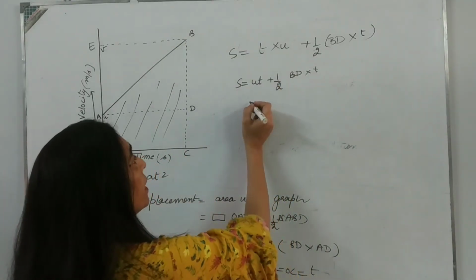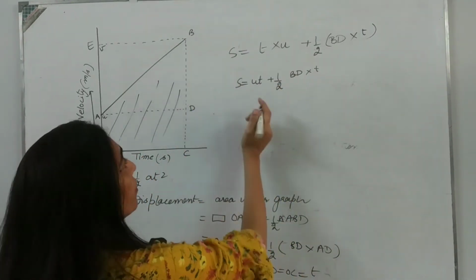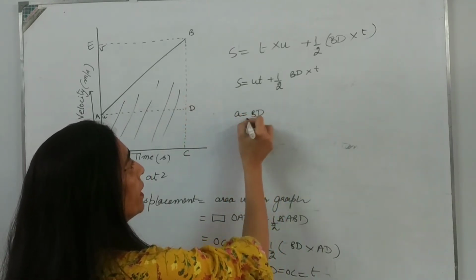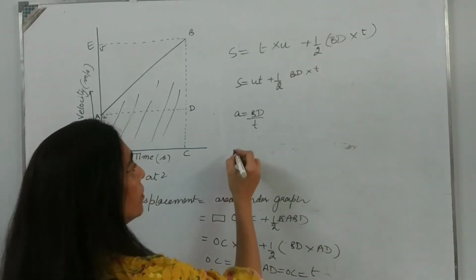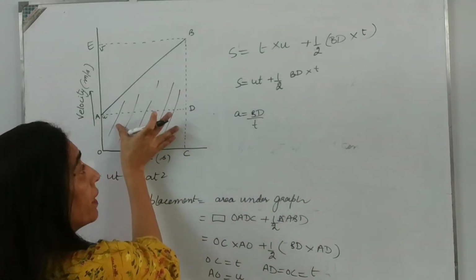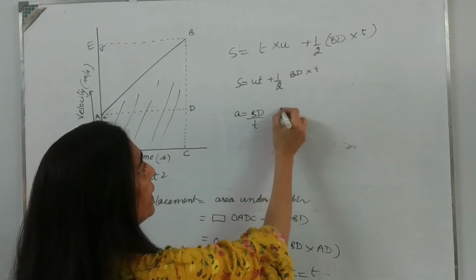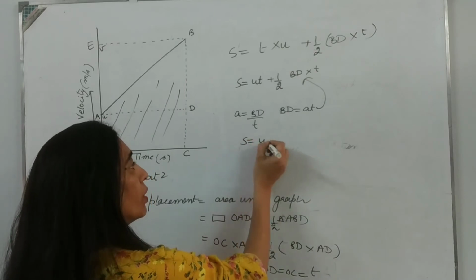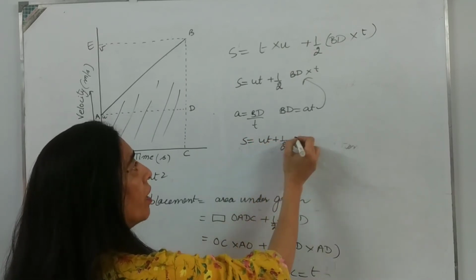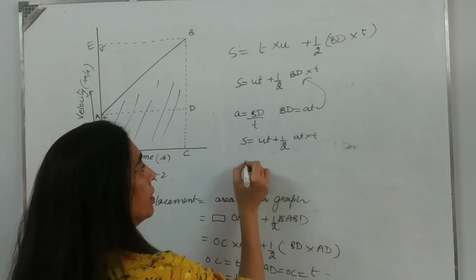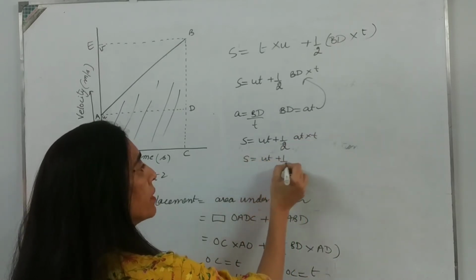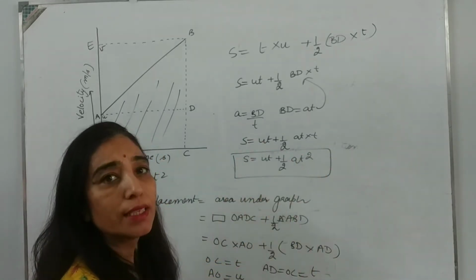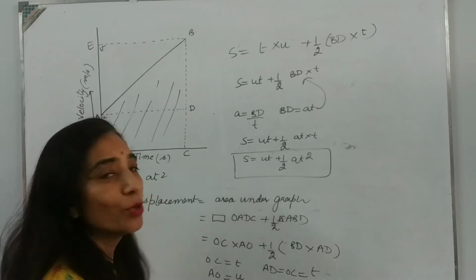Now we have to do this. According to the first equation of motion, we did a is equal to BD upon t, perpendicular upon base. So BD is equal to at. We can substitute it here. s is equal to ut plus half at into t. So s is equal to ut plus half at square. So this is our second equation of motion.